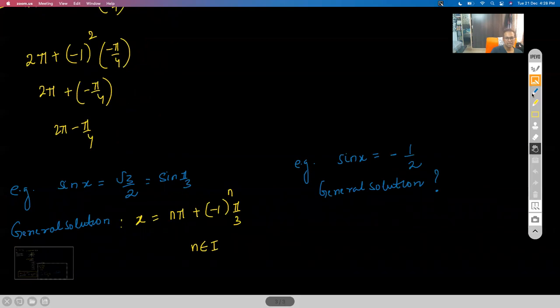Sine x equal to negative half. What is the general solution for this equation? Very good, Vishal. That's absolutely right. Correct, Harshita. Correct, Shlok. Absolutely correct. Anybody else? Come on, dear all. I want answers from everybody. Okay, why only few of you are answering?